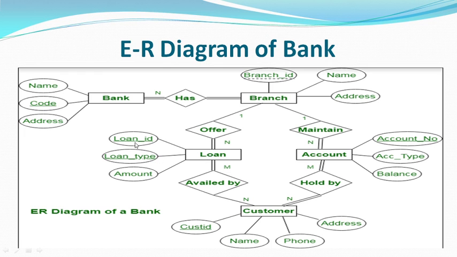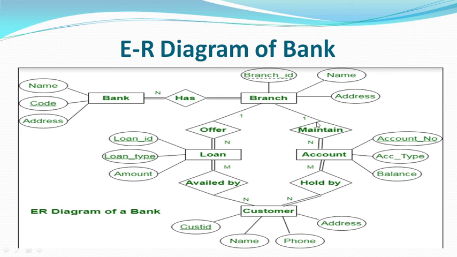Loan has attributes like loan ID. Loan ID is the key attribute. Each loan has a single ID, loan type and amount. One branch offers many loans. Many loans are availed by many customers. Customer ID, name, phone and address are all the attributes of the customer. Customer ID is the key attribute for the customer.